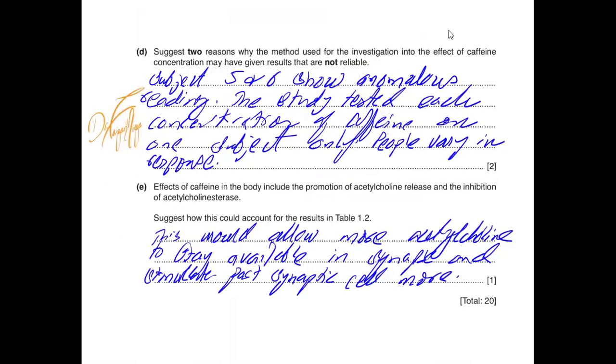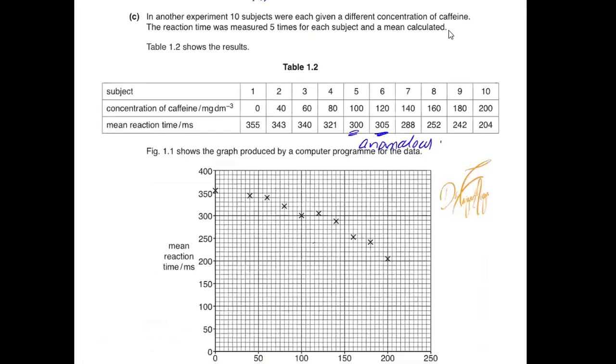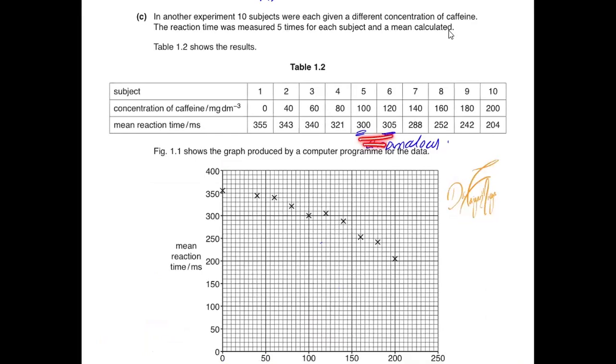There are two reasons why the method used for the investigation into the effect of caffeine consumption may give results that might not be reliable. Subjects 5 and 6 show anomalous readings, plus only one individual is tested for each concentration. If you go back to the table, subject 5 and subject 6 don't fit the trend. For example, subject 5 took 100 milligrams and got 300, which is lesser than 320, fine. But the sixth subject took 120, a higher dose, and is getting 305. So how does this arise? This is an anomalous set of readings.